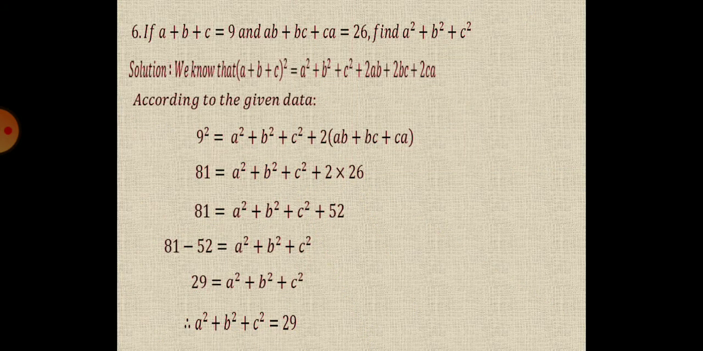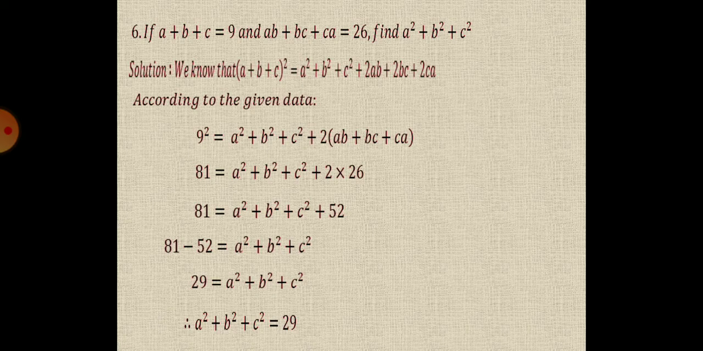Now let us see the sixth question, which is very important. Always in every exam this question will come. Here it is given that a plus b plus c is equal to 9 and ab plus bc plus ca is equal to 26, and we are asked to find a square plus b square plus c square.